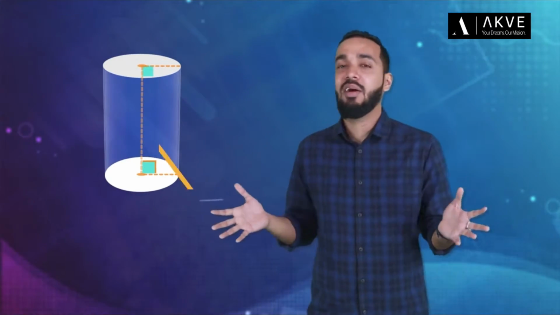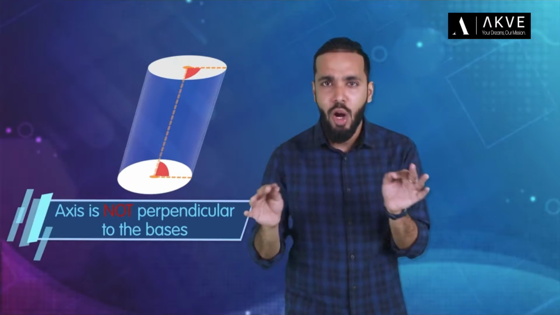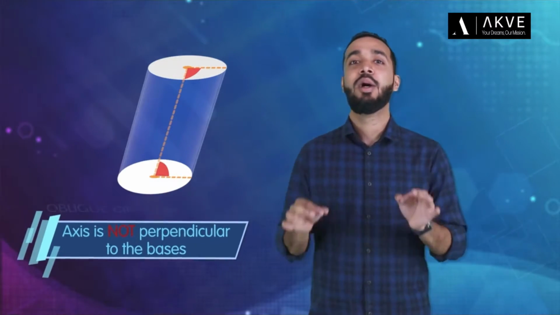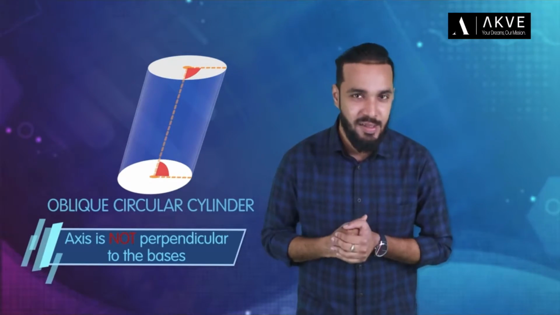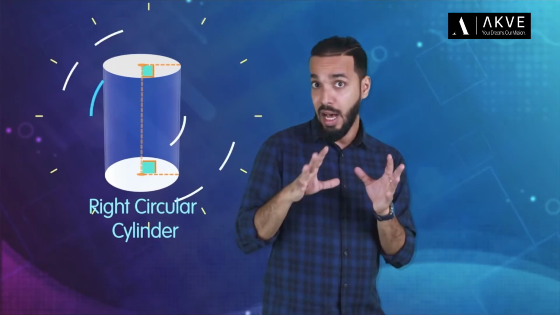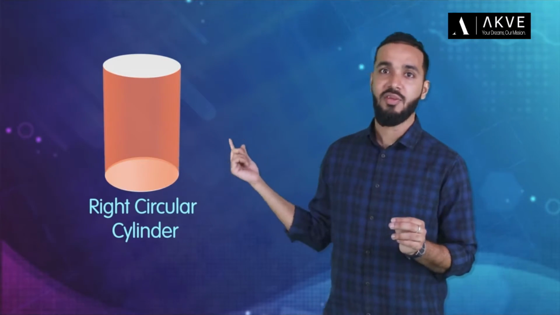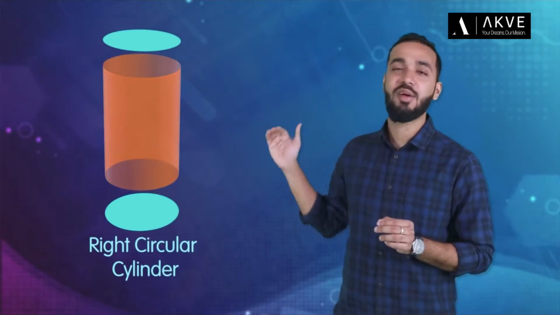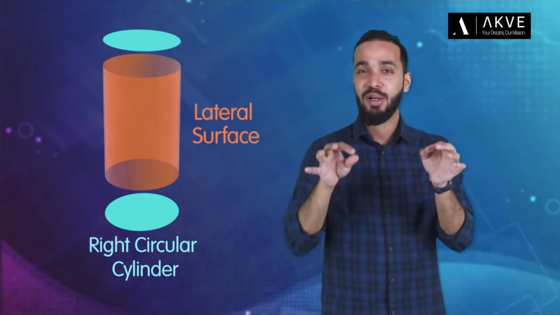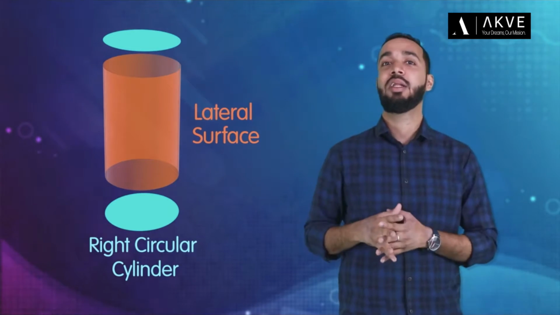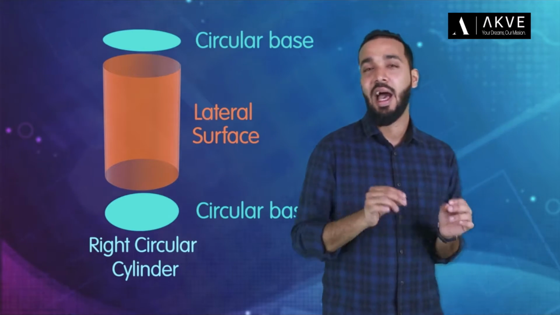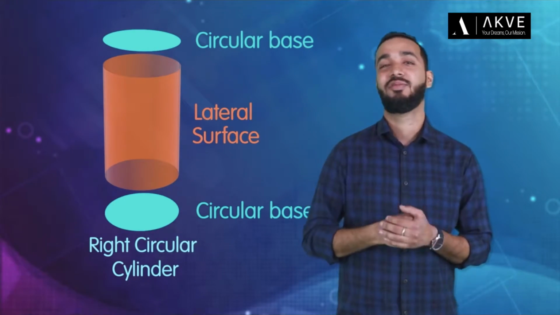Now, we may even have a cylinder where the axis is not perpendicular to the bases, something like this. These are called oblique circular cylinders. But in this chapter, we are only going to discuss the former one. Now, this curved surface joining the bases of the cylinder is called its lateral surface. So, summarizing, a right circular cylinder comprises these two circular bases and then this lateral surface.